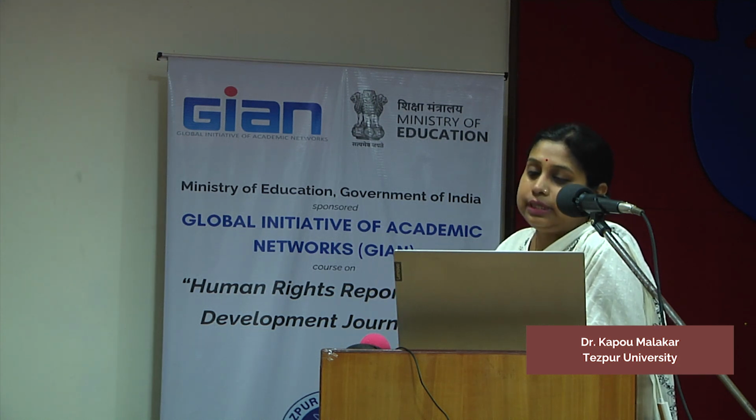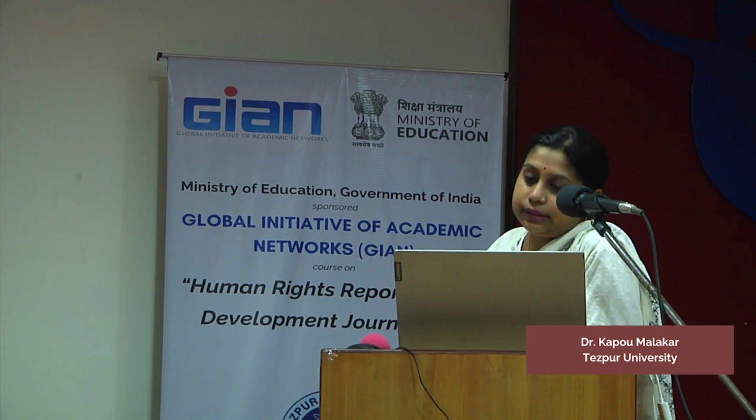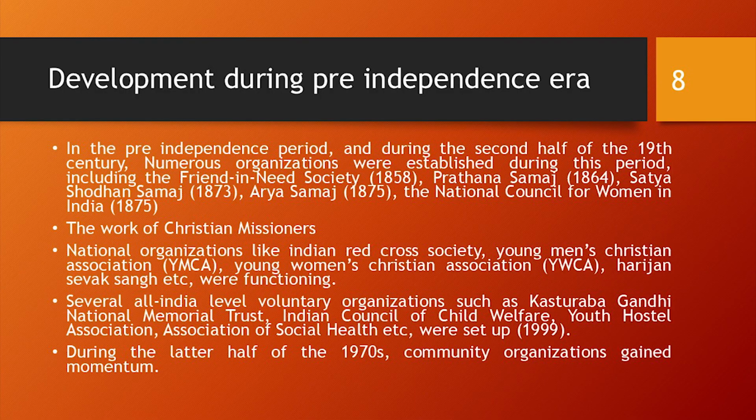During the pre-independence period also, there were numerous organizational efforts through which voluntary services were disseminated. Friends in Need Society came in 1858. That was the first NGO, you might say, the first voluntary organization in India. Then we have Prarthana Samaj, Satya Sodhak Samaj, Arya Samaj, Brahma Samaj, and the National Council for Women in India. They were established at different periods of time and tried to bring change in society.